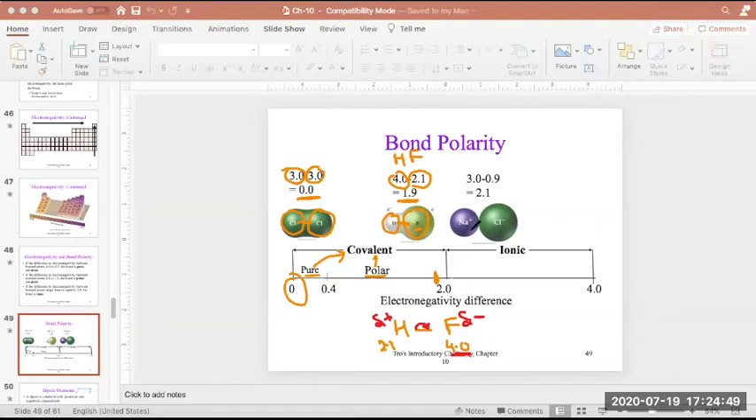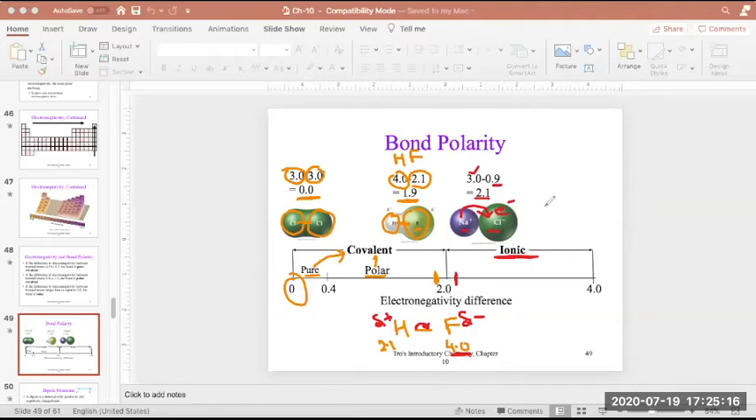And the last one is the ionic compound NaCl. So if you see, Na will have 0.9, chlorine will have 3.0. If you subtract, you will get 2.1. 2.1 will be somewhere in here, so it comes under ionic. Ionic means complete transfer. Sodium will completely transfer the electron to chlorine. This is an ionic compound.